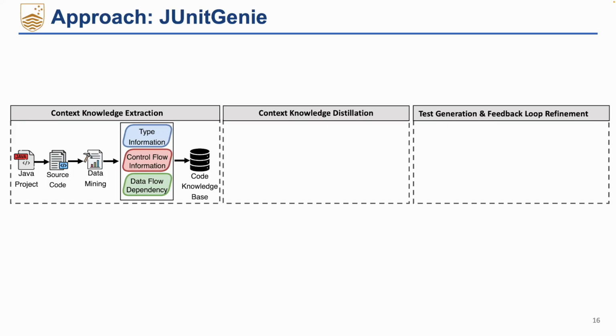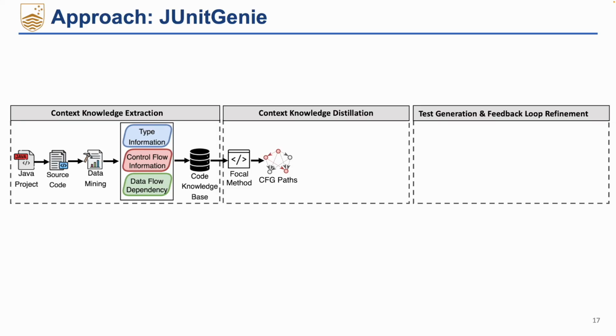Starting from a Java project, JUnitGenie extracts comprehensive code knowledge. This includes type information, control flow information, and data flow dependencies. All this information is stored in a code knowledge base, which we later use to retrieve relevant context.